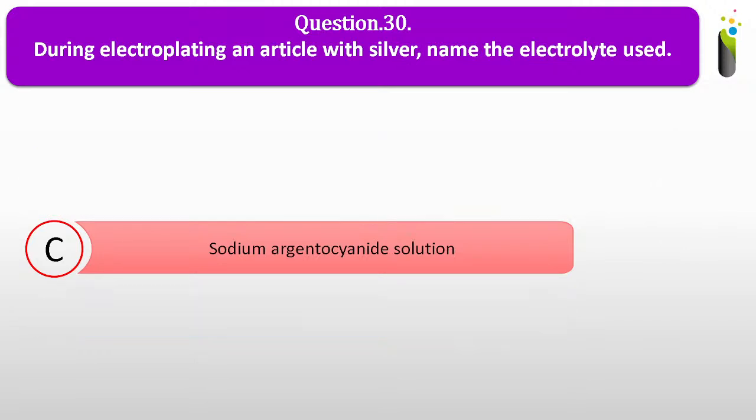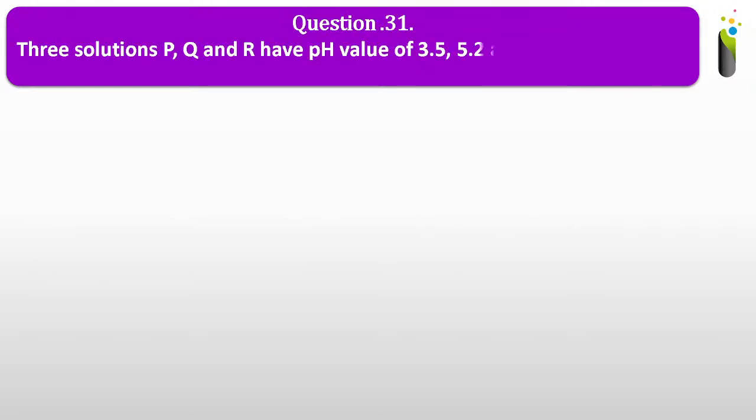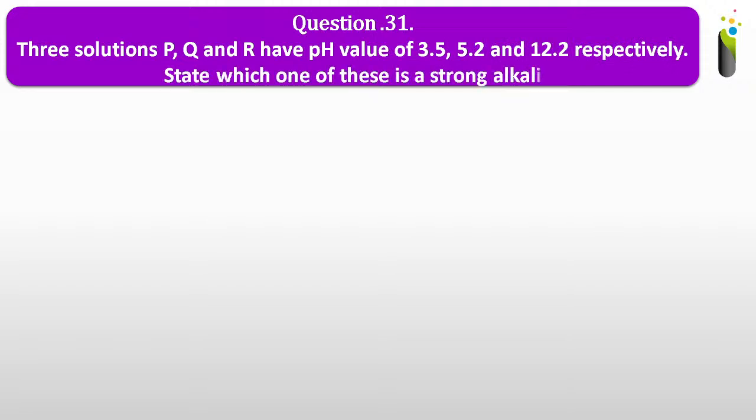So the correct answer for question number 30 is C. So during electroplating an article with silver, one can use sodium argentocyanide solution as an electrolyte. Coming to the next question number 31. Three solutions P, Q and R have pH value of 3.5, 5.2 and 12.2 respectively. State which one of these is a strong alkali.